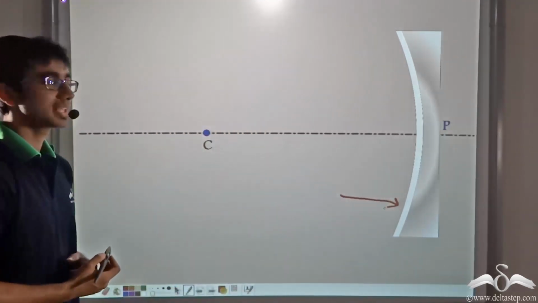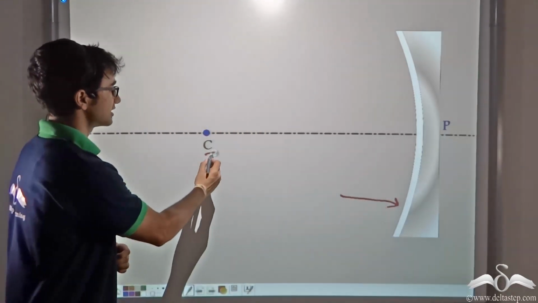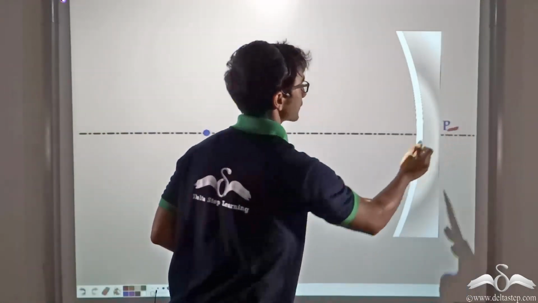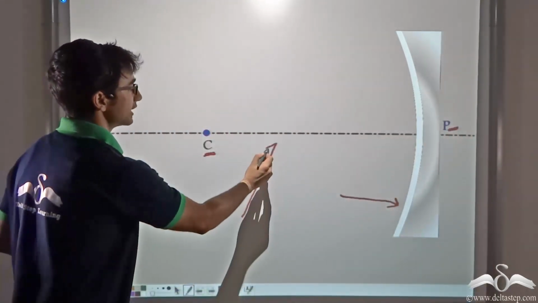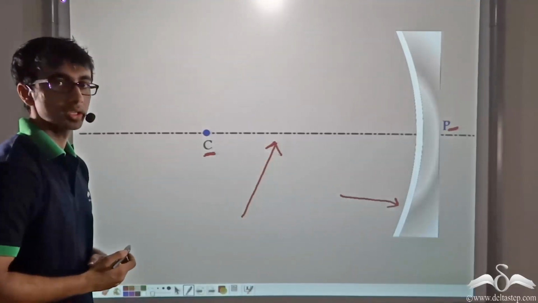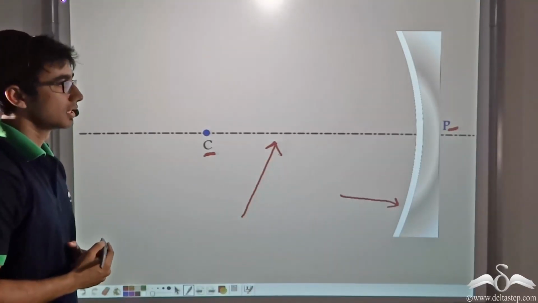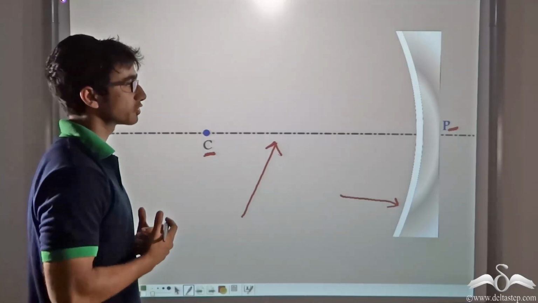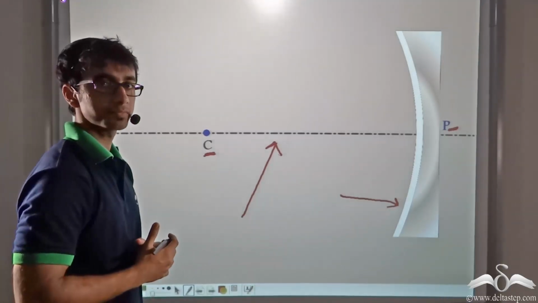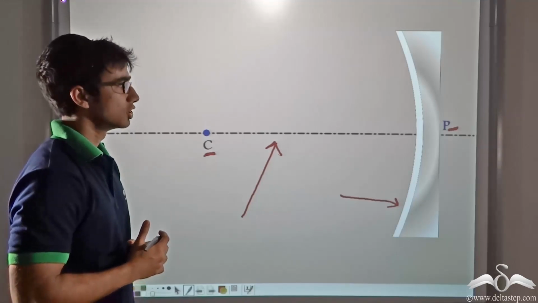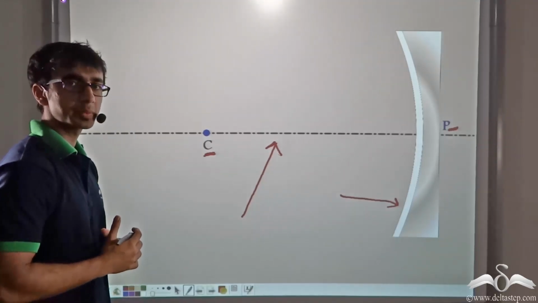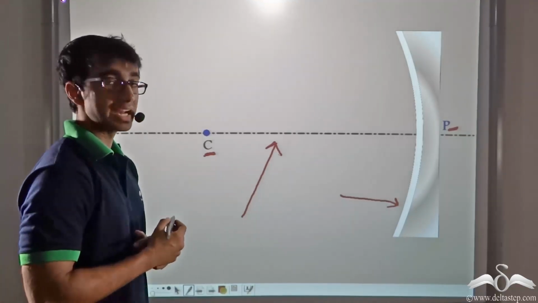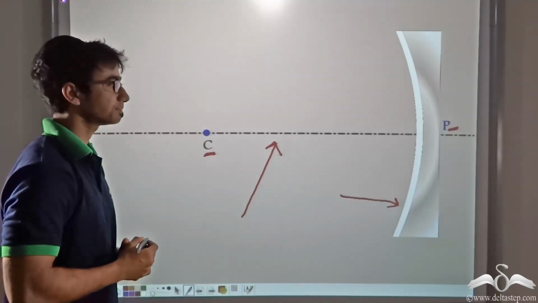This concave mirror has its center of curvature at C, and the pole of the concave mirror is at P. This line joining the center of curvature and the pole is the principal axis. Now we have to find out a relation between the radius of curvature of this concave mirror and its focal length. Do you think there exists a relation between the radius of curvature and the focal length for the concave mirror? Let us find out through ray diagrams.